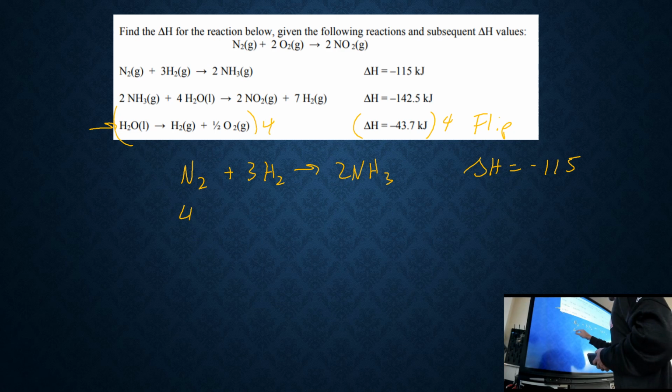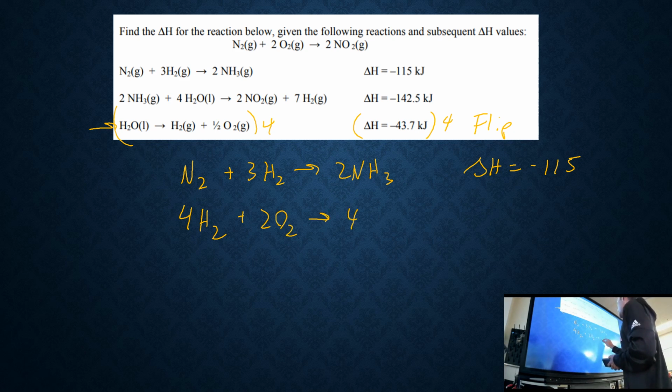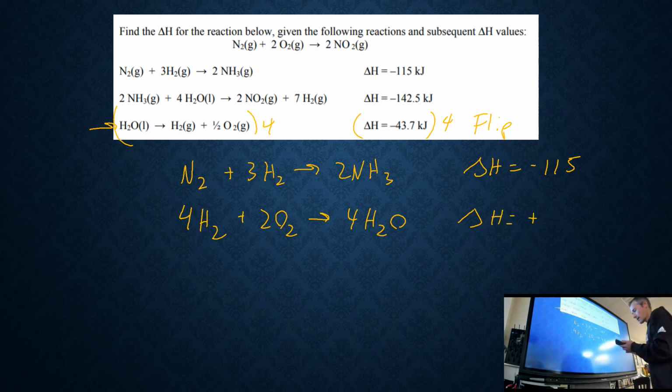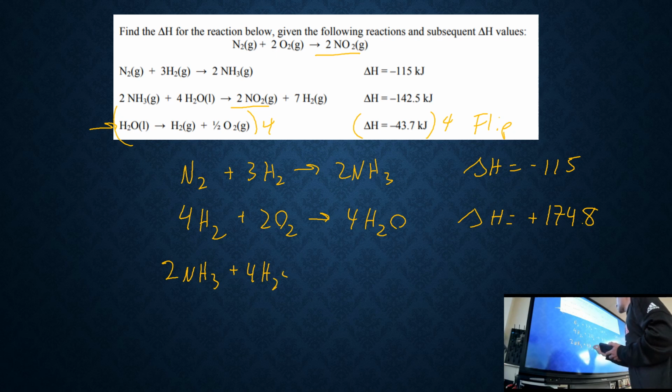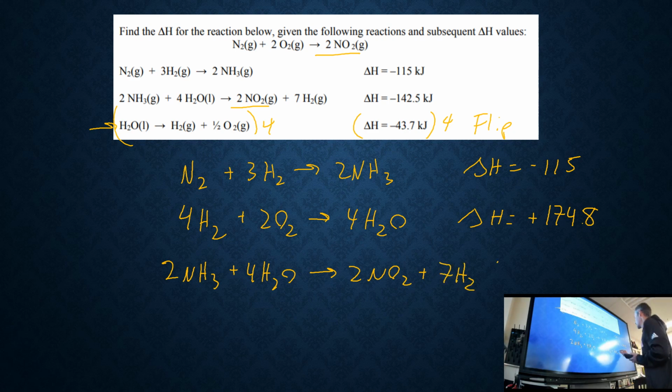So we want 4H2 plus 2O2 yields 4H2O. Delta H becomes positive 4 times 174.8. That leaves us with our second reaction. We want 2NO2, so nothing is going to change. There's our 4 waters. 2NO2 plus 7H2. Delta H stays negative. We didn't flip it, and we don't have to multiply anything.